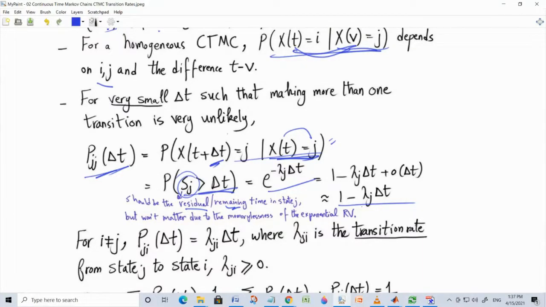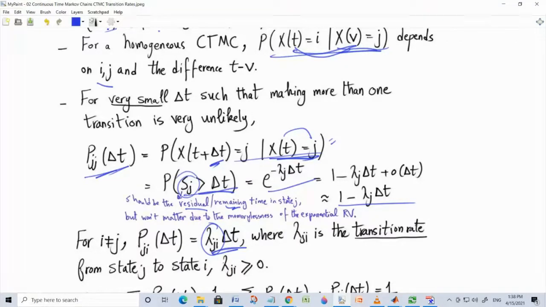So λ_ji is not a probability. The probability is when you take λ_ji and multiply it by Δt. Then you get a probability b_ji(Δt), and Δt is infinitesimal. If Δt is large, this formula will not make any sense. It is defined for an infinitesimal time duration. So in a very, very short period of time Δt, the probability of going from j to i is proportional to Δt.